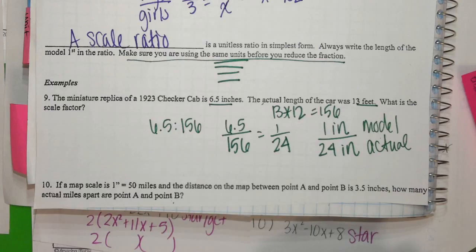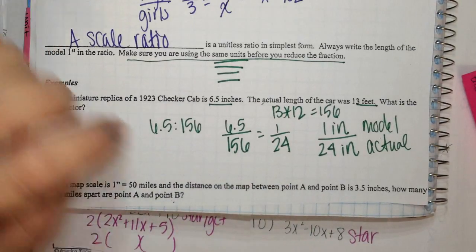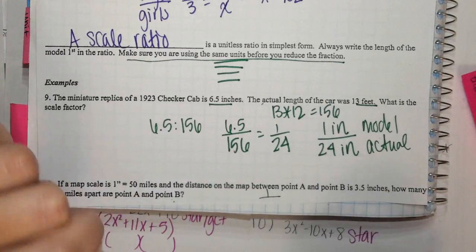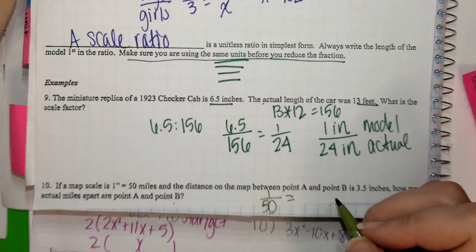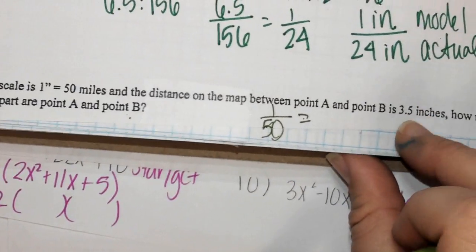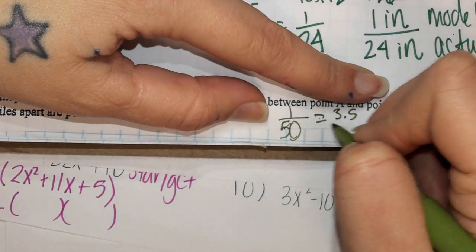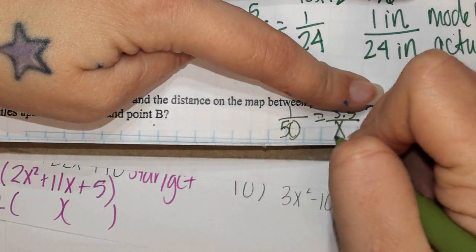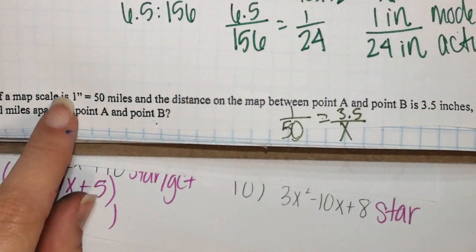Is the first thing it mentioned going to be on the top? So this inch will be on top. And then the inches will be on bottom. So it gives you 1 inch is how many miles? 50. And then it tells you how many inches apart are the points. So we're going to set that equal to 3.5. Do we know how many miles they are? No. So we let that be x. Now, 1 is inches, 3.5 is inches.